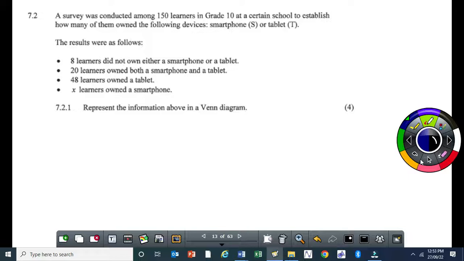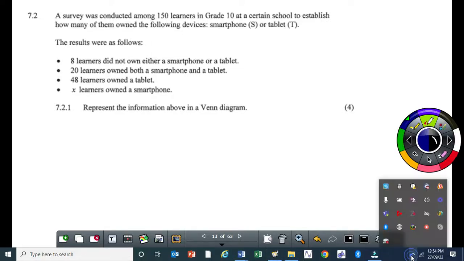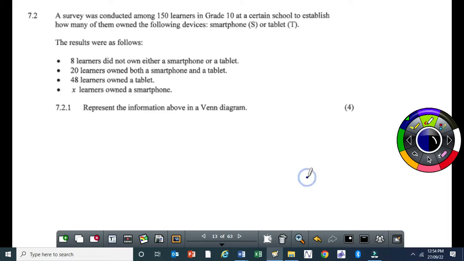According to the question, a survey was conducted.